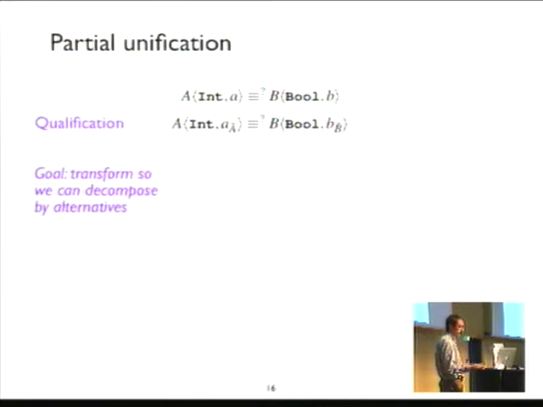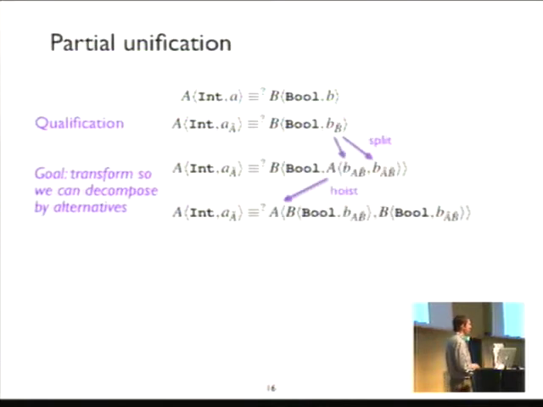So what we do in cases like this is we have two operations that basically transform the problem into one that we can decompose by alternatives. So we find a type variable that doesn't have a subscript in the choice we want to decompose with, and we split it into two type variables in that choice. So this is the split operation here.